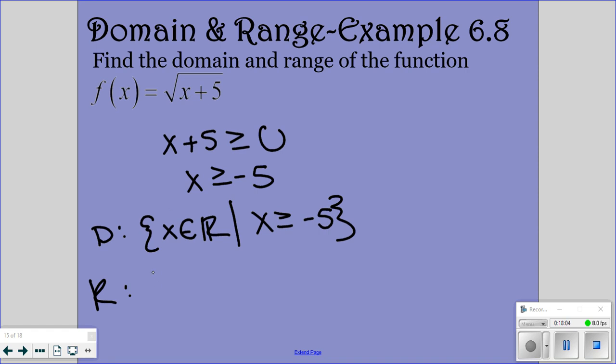So your range on your radical, y is an element of the reals, y is in the reals such that y has to be greater than or equal to 0, because you're only going to be getting positive answers here.